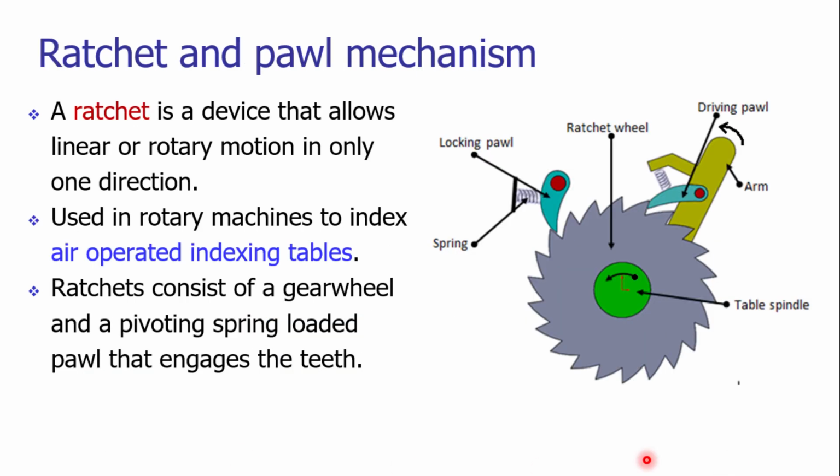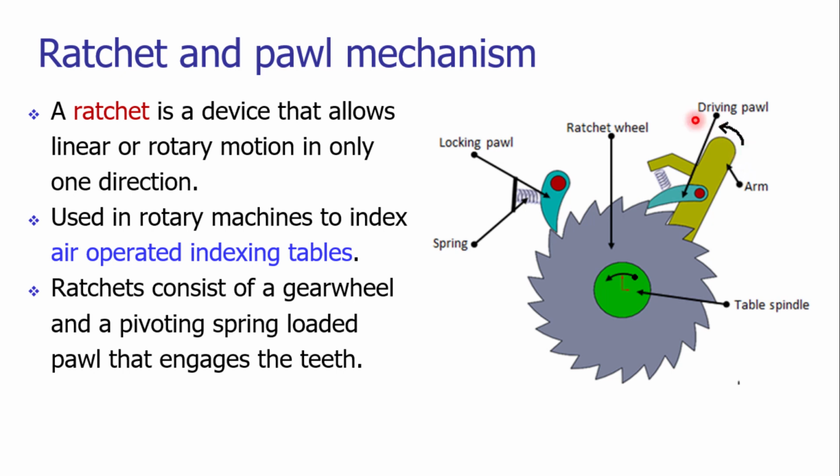The first mechanism is ratchet and pawl mechanism. This device allows the linear or rotary motion in only one direction. This mechanism has a wheel that we call a ratchet wheel. On the periphery of the wheel, there are teeth. These teeth are engaged with a driving pawl which is pivoted in an arm. The arm is connected to the center point of the spindle.